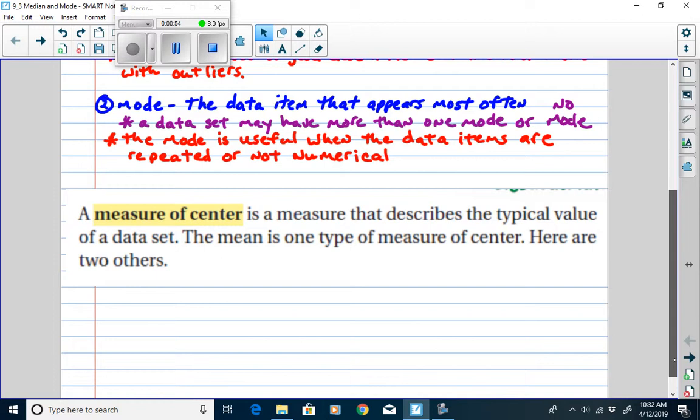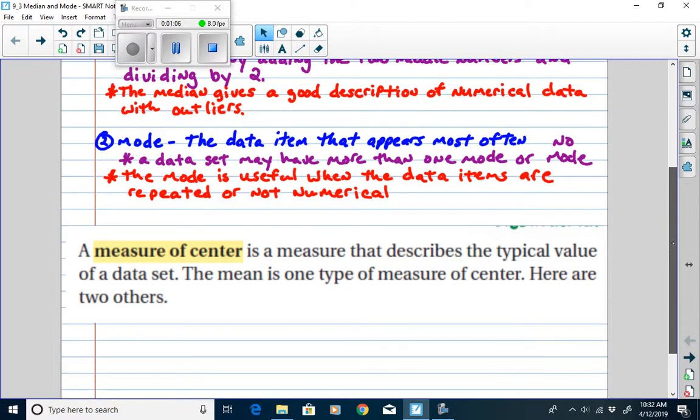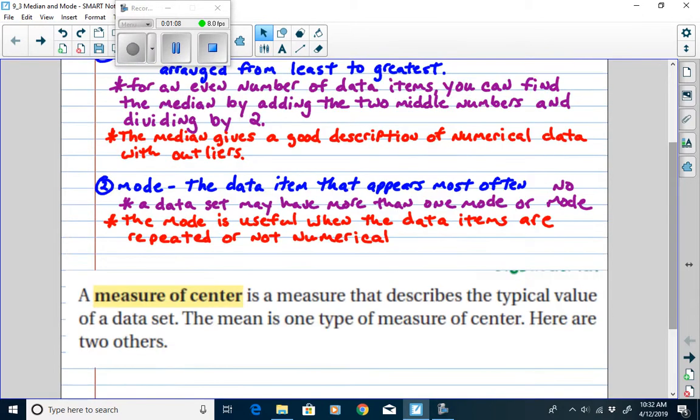Last vocabulary term is measures of center. Measures of center are measures that describe the typical value of a data set. The mean is one type of measure of center. The median and the mode are the other two types. So we have 3 measures of center, and measures of center attempt to describe a set of data using one number. Your 3 types of measures of center are mean, median, and the mode.